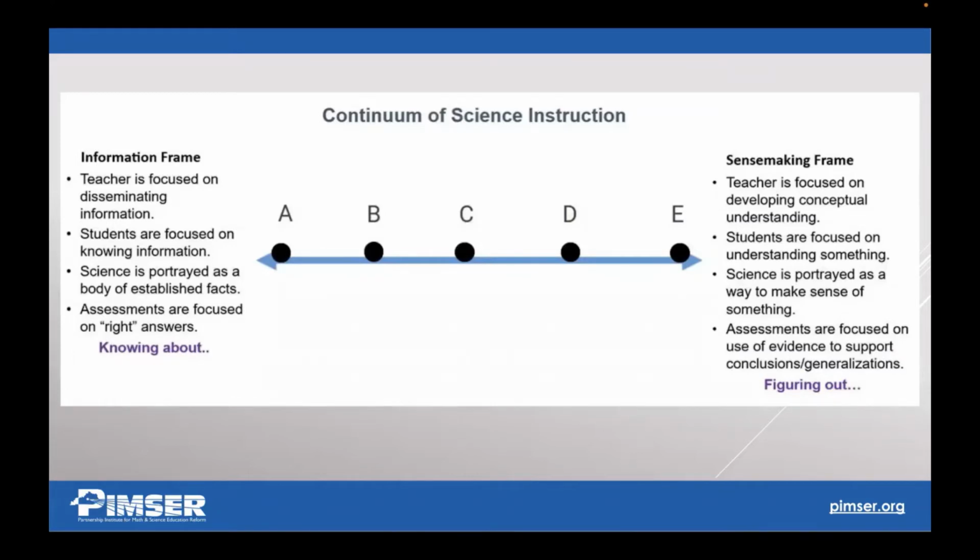Take a minute to reflect on where you feel you are on this continuum of science instruction. What evidence did you use to place yourself at this spot on the continuum? If you're working with a PLC, pause the video and take a few minutes to discuss the continuum.